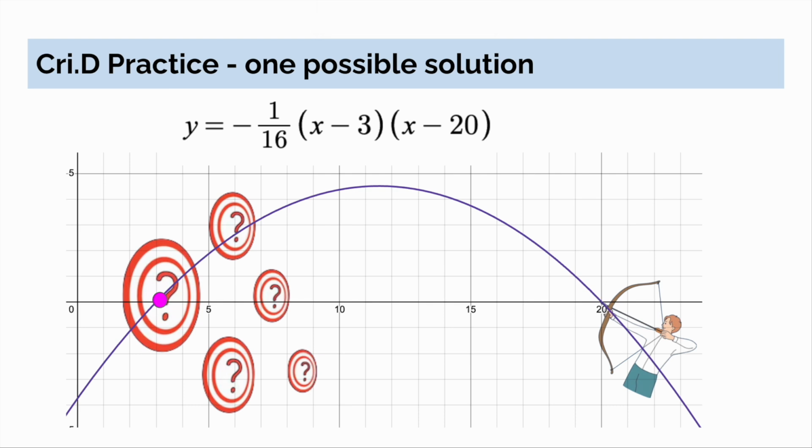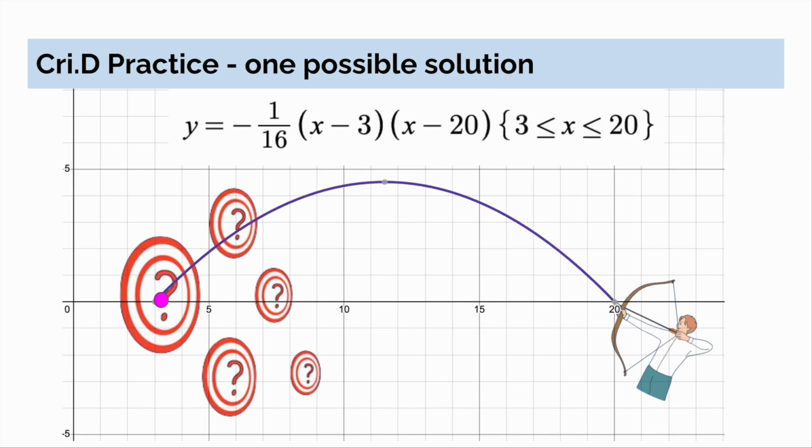Remember, we have to define the domain. So the parabola starts at the arrow and finishes at the target. The domain is the x interval, so it is between 3 and 20. I include the domain: 3 less than or equal to x less than or equal to 20. Done. Now my parabola looks like this, and I'm happy with the solution.